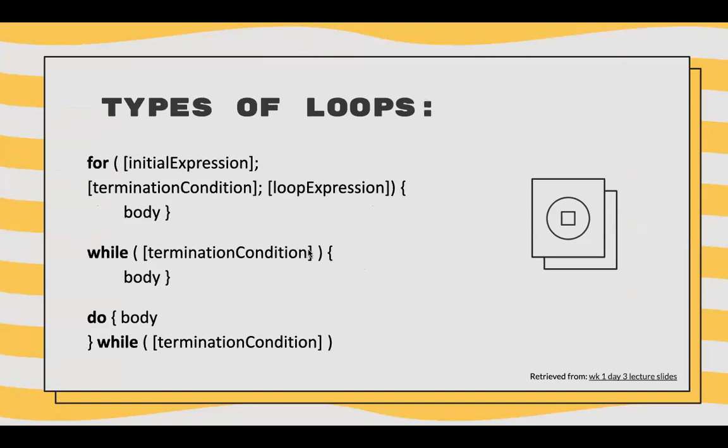So, types of loops. A for loop has an initial expression, unlike while and do while loops. It starts off by reading the initial expression, then the termination condition, then the body, and then it goes back to the loop expression and repeats. For the while loop, if the termination condition is true, then it runs the body. Whereas the do while loop will run the body and then evaluate if the termination condition is true.